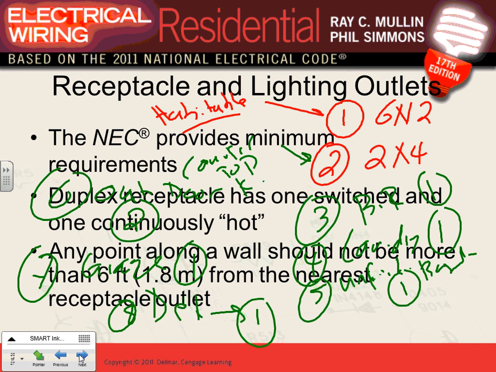Unfinished basement one. If we have outdoor, you need two, one in the front, one in the back. Garage, you need one. If you have a deck or balcony, you need one for each. That's just a minimum.